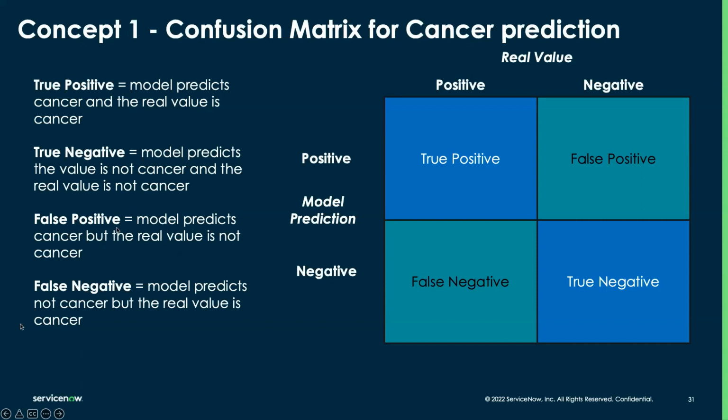A false positive is when the model predicts cancer, but the patient doesn't really have cancer. A false negative is when the model predicts not cancer, but the real value is cancer. A false negative is where I want to draw your attention because of its relationship to recall. When you look at these statistics with recall, a false negative means the model predicts not cancer, but the patient really has cancer.